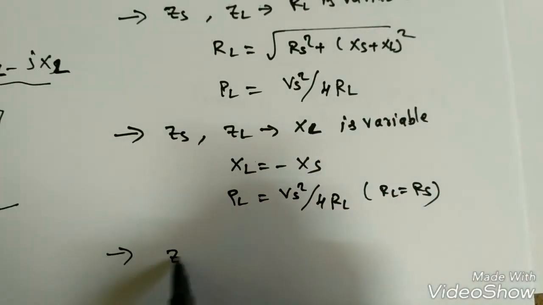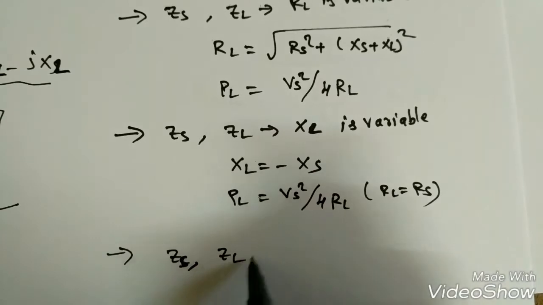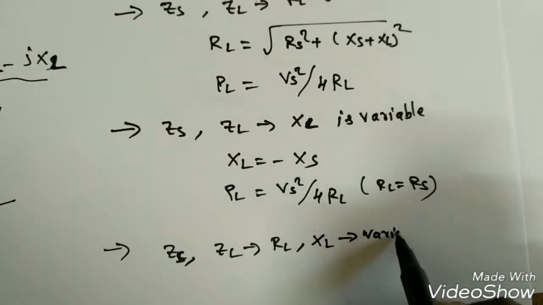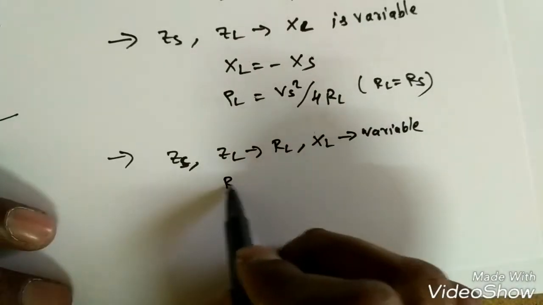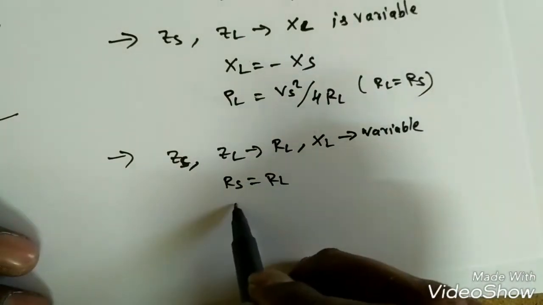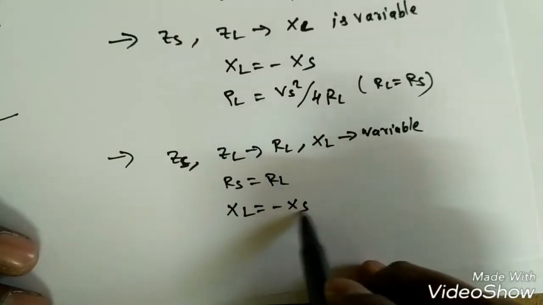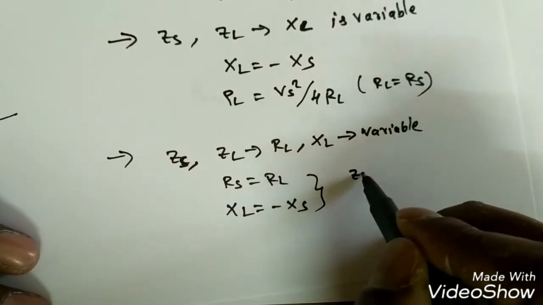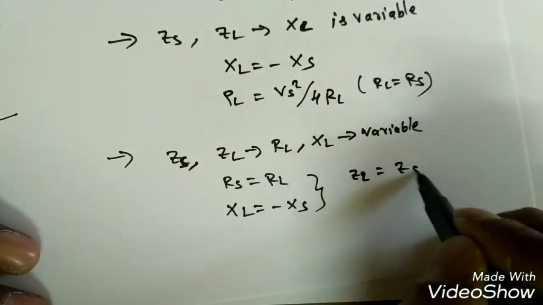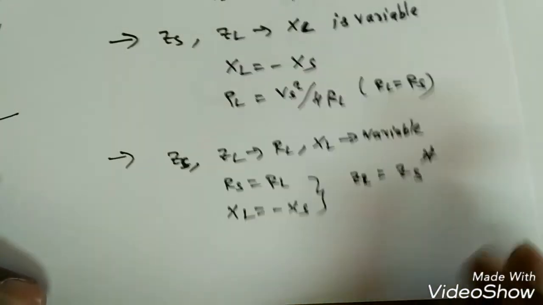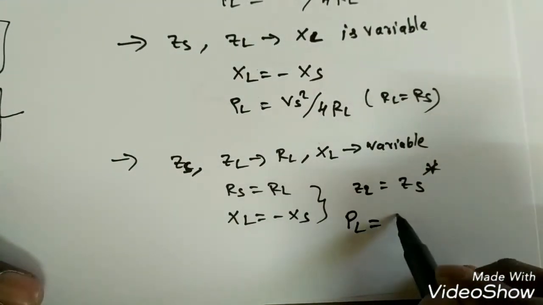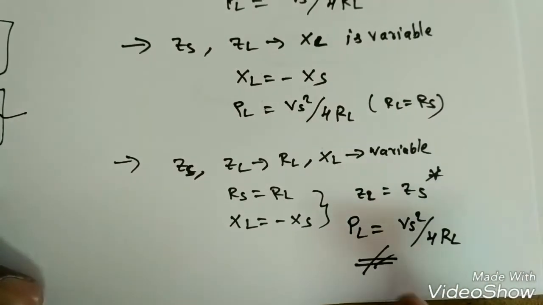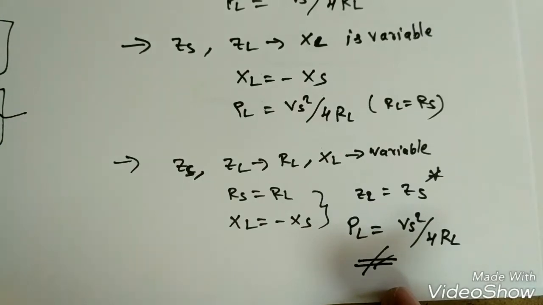Now the last condition: ZS and ZL, that is RL comma XL, both are variable. So both are variable means RS is equal to RL and XL is equal to minus XS, both conditions at a time. So we get ZL is equal to ZS conjugate, the complex conjugate, and the power PL is equal to Vs square by 4RL. So this is about the maximum power transfer theorem, right?